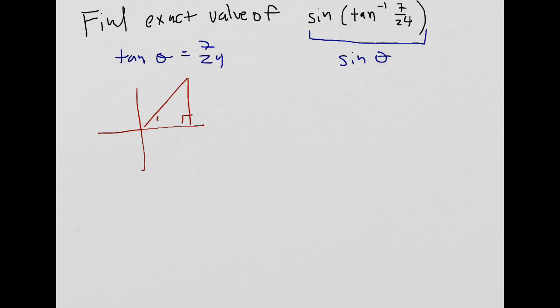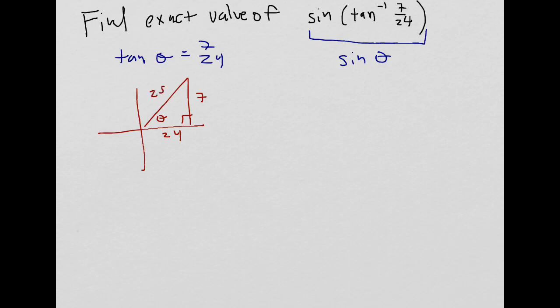Now we know this is in the first quadrant because we're dealing with the inverse function and we're dealing with tangent. Remember, tangent is opposite over adjacent, or you can think of that as y over r. That means this value will be 7, and this value here will be 24. So what does that make the hypotenuse? Well, this is one of these nice Pythagorean triples. I've got the 7 and the 24, so I know the hypotenuse will be 25.